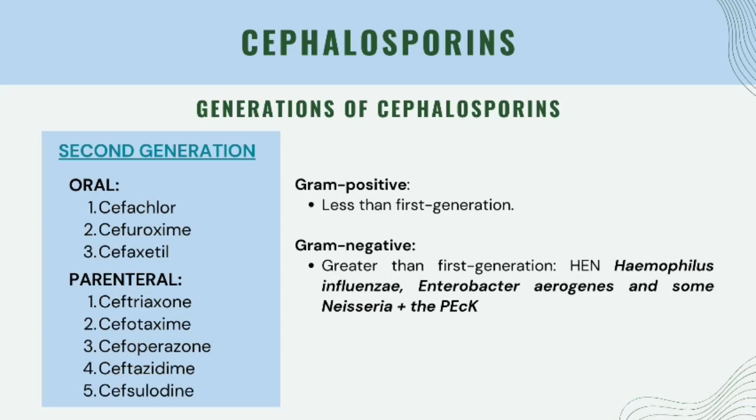In case of spectrum of activity, the activity of second-generation cephalosporins against gram-positive bacteria is generally less than that observed with the first-generation cephalosporins. The hallmark of the second-generation cephalosporins is their enhanced activity against a wider array of gram-negative bacteria. This includes the coverage of Haemophilus influenzae, Enterobacter aerogenes, and some Neisseria, plus others.